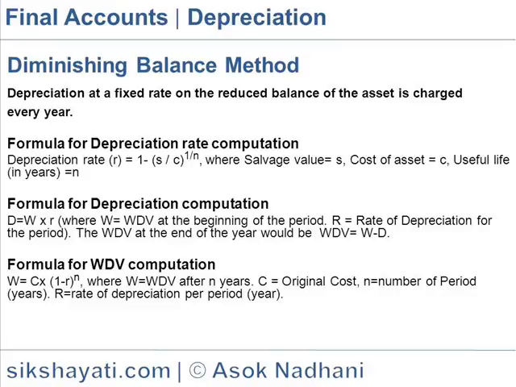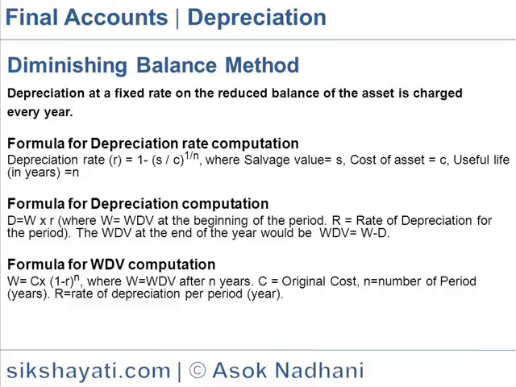Formula for WDV computation. W is equal to C into (1 minus R) to the power N, where W is equal to WDV after N years, C is original cost, N is equal to number of period years, and R is equal to rate of depreciation per year.